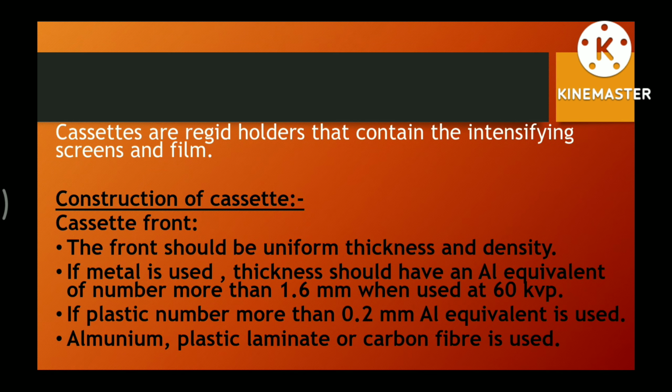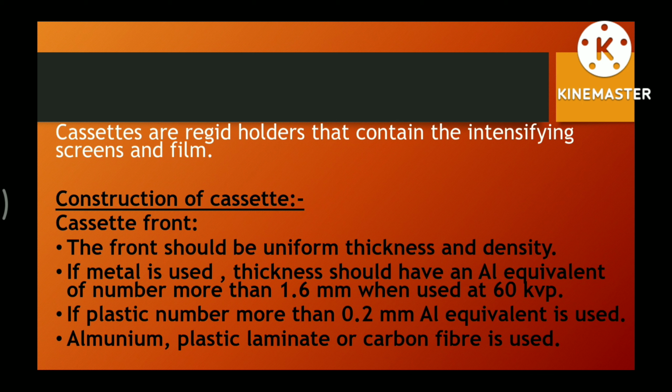First, let me show you the simple and basic definition of radiographic cassettes, which I mentioned here: cassettes are rigid holders that contain the intensifying screens and film. It means these are the cassettes which hold the film, plus they hold the intensifying screens. As I have already mentioned, a simple definition of intensifying screens is that they convert the X-ray photons into visible light. So they are also held in cassettes.